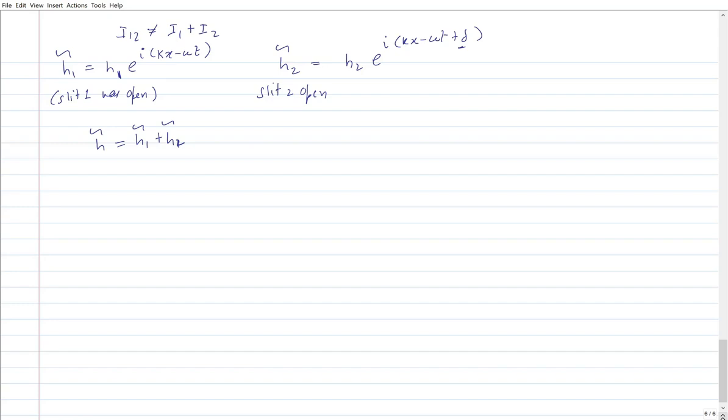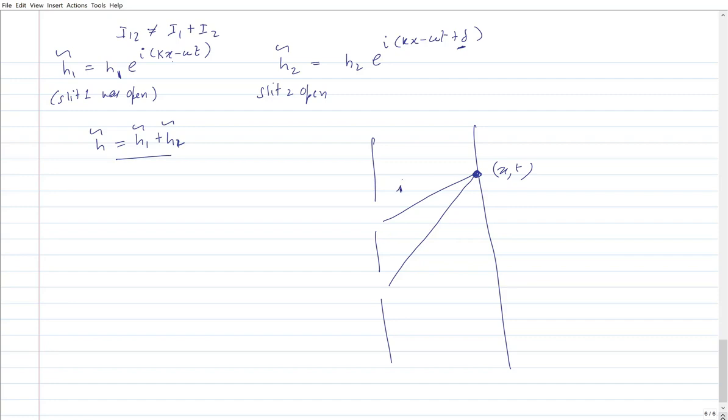So essentially, these are the waves at a particular x on the screen. I have the usual path length. I am hitting at a particular x, t on the screen, and this is the phase shift, the relative phase of wave 1 with I1 compared to the second wave.